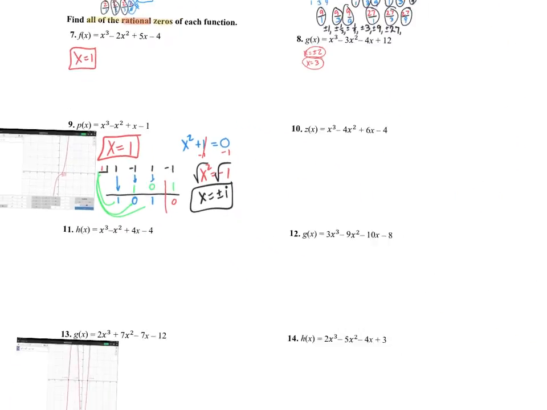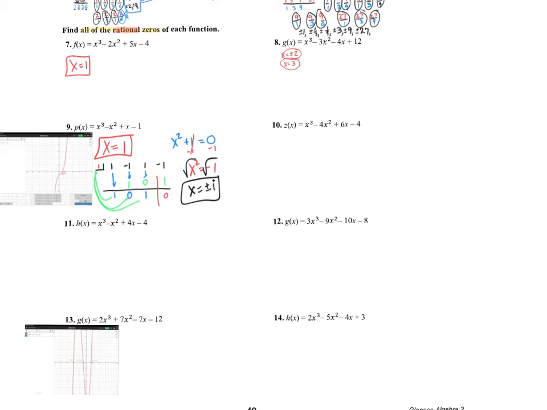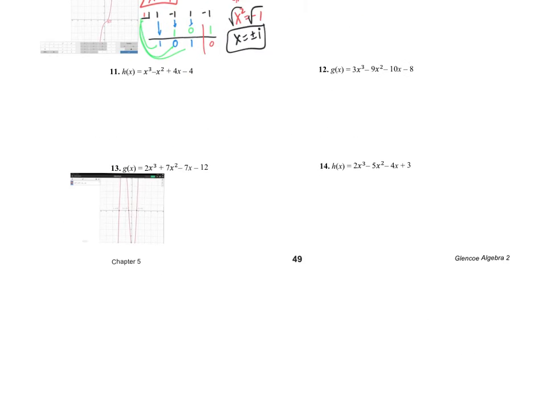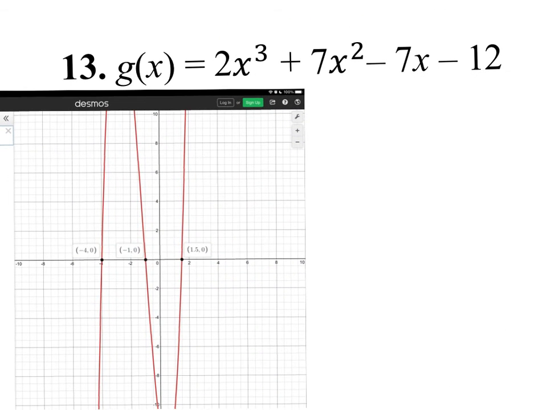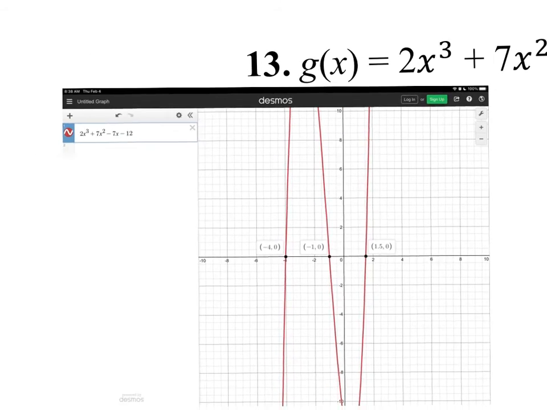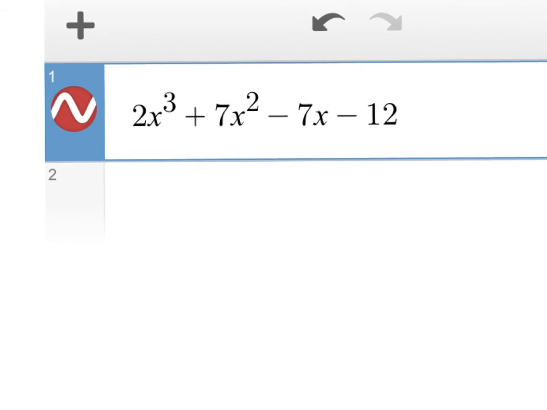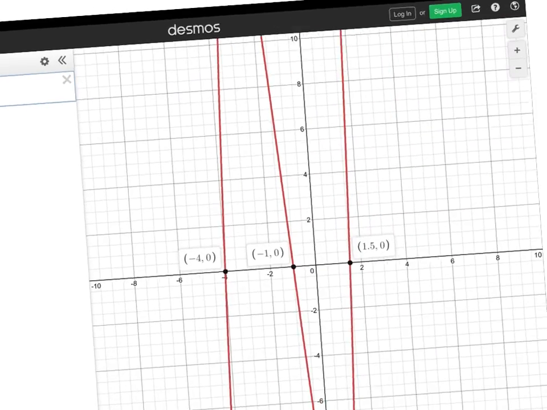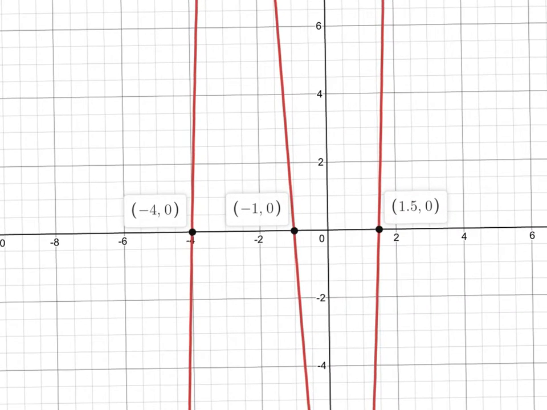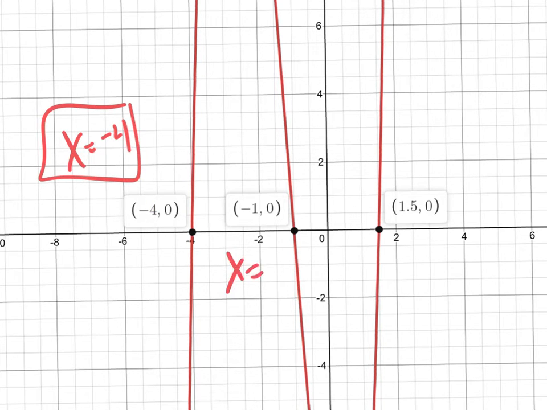So this entire homework assignment is really pretty much practice for you to get comfortable with Desmos. If you type in number 13, 2x to the third plus 7x squared plus 7x minus 12 correctly, and you graph it, you could even touch the screen at these locations and it'll give you the actual coordinates of the x-intercept. So you could clearly see that your answer is x equals -4, x equals -1, x equals 1.5.